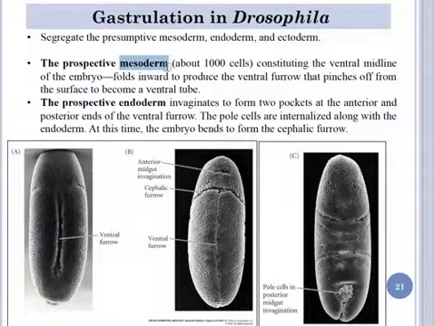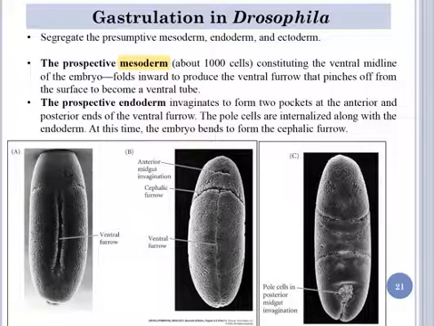Regarding the mesoderm, it's called prospective mesoderm because these cells will give rise to the mesoderm in the future. The prospective mesoderm is about 1,000 cells. This is the Drosophila embryo at the beginning of gastrulation. What we see here is the ventral side, and from the opposite side, we have the dorsal side.